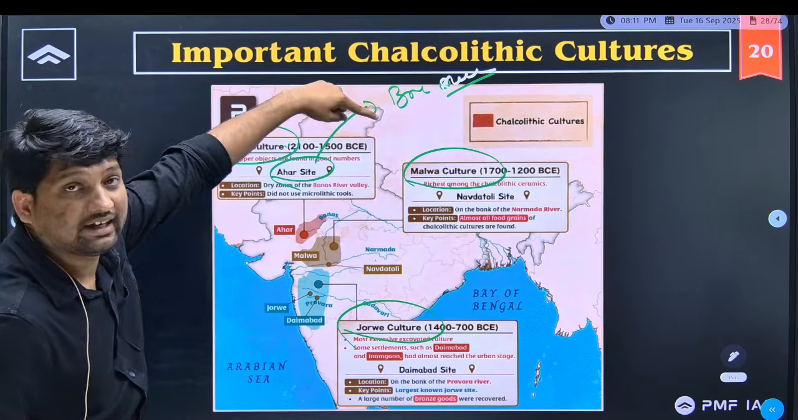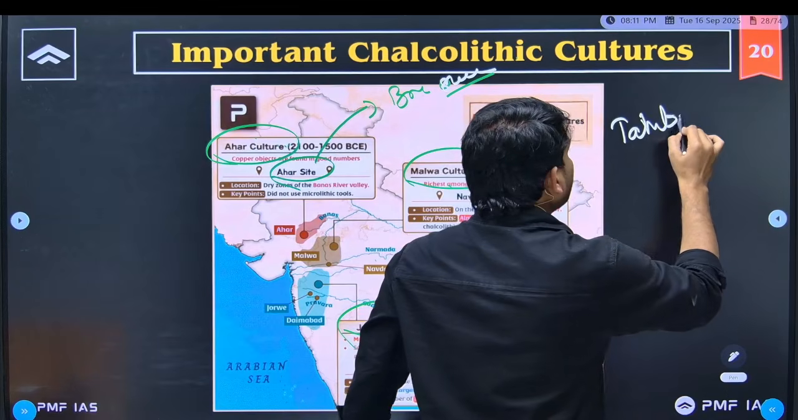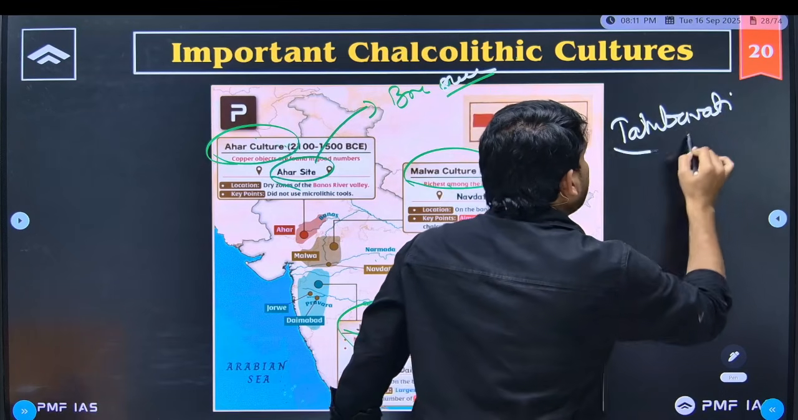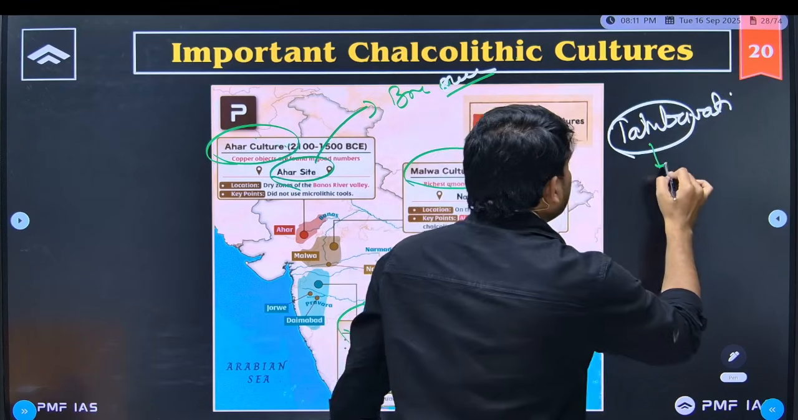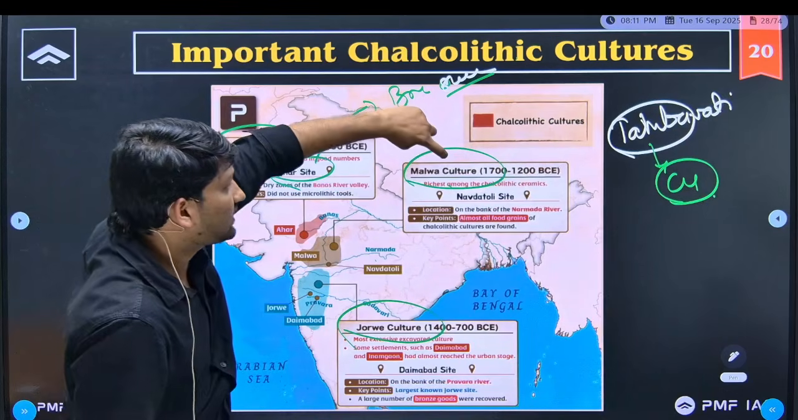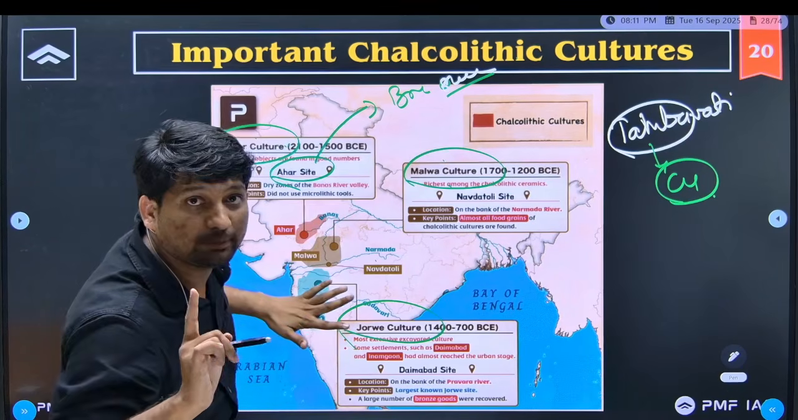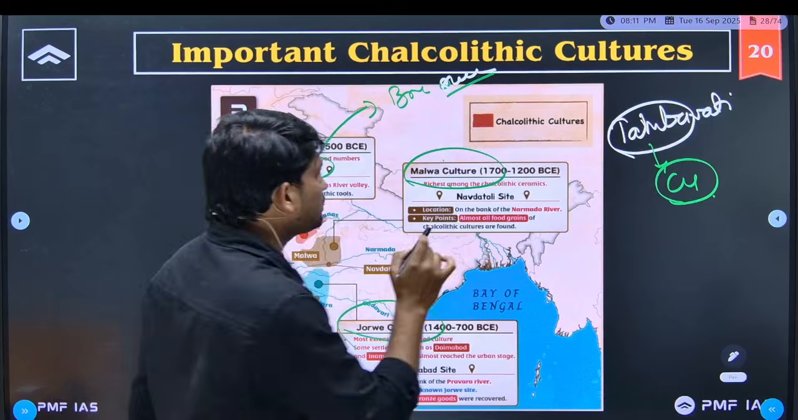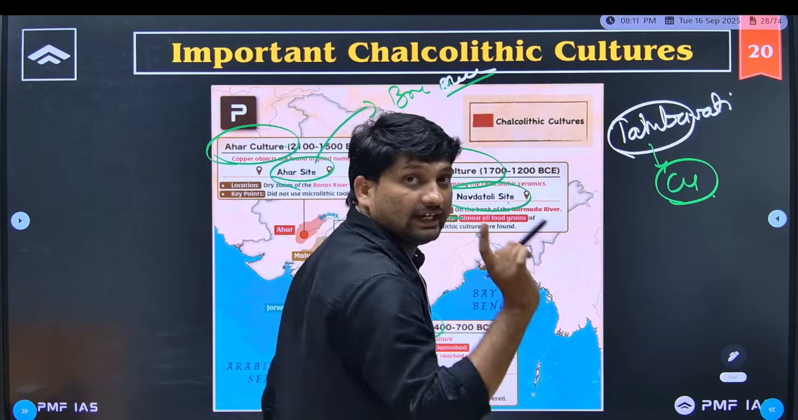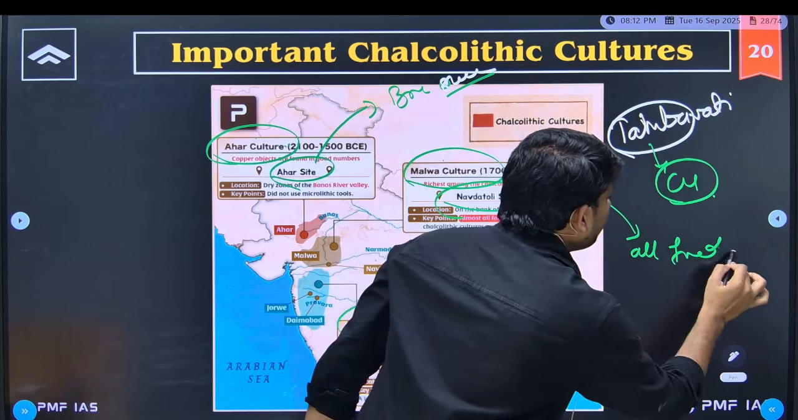Ahar was initially, in ancient times, called Tambavati. Tamba means copper. So it was a source of copper, that's why it is also called Tambavati. The next culture is Malwa culture. It is located in Madhya Pradesh, and in the Malwa culture the most important site for us is Navdatoli. In Navdatoli, remember this important point, all types of food grains are found.